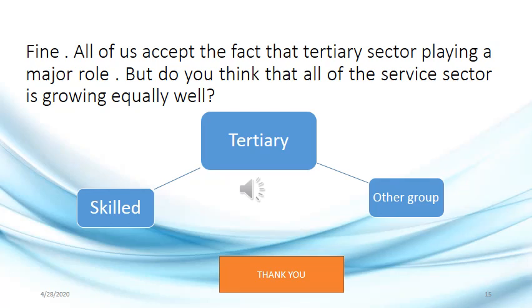So don't think that when I say the service sector is growing, it is contributing more to the GDP. It doesn't mean that all people who are engaged in the service sector are growing equally well. There are people who are growing well, there are people who are not. But all come under the service sector. So the service sector can be further classified as skilled and unskilled. Is that clear, children? So with this clarification, let's stop today's discussion.